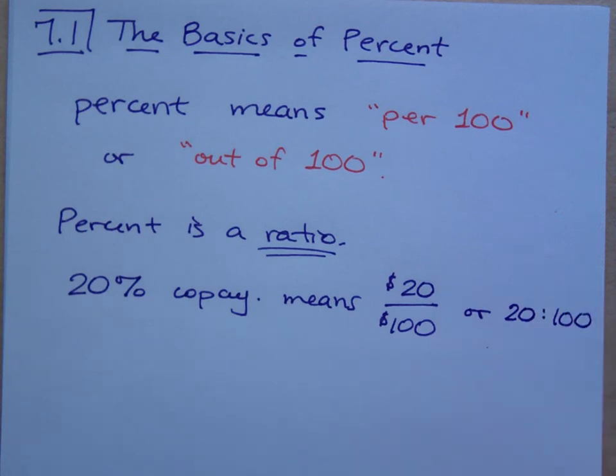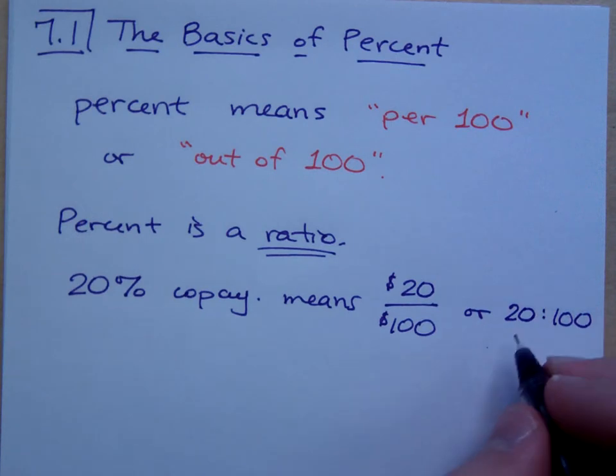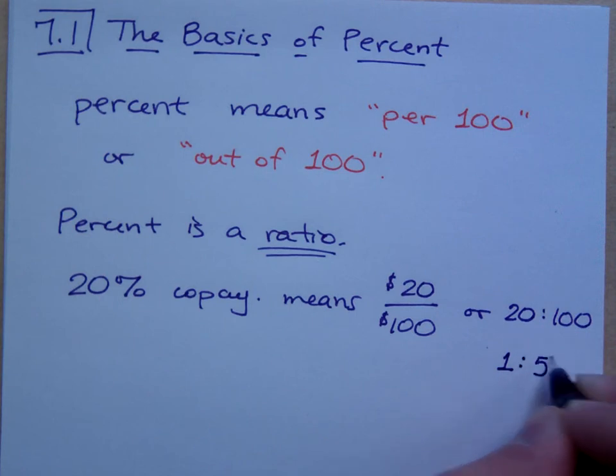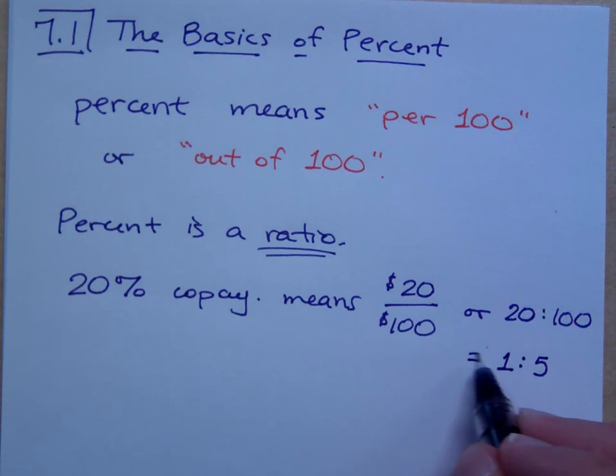Now if I look at this as 20 to 100, or 20 over 100, I can't help but want to do what with this? Reduce it to what? How do you reduce this? Reduce by a factor of 20, so you get 1 to 5, right? So you may be paying 20%, which is 20 out of every 100, but that could also reduce to be 1 out of every 5.